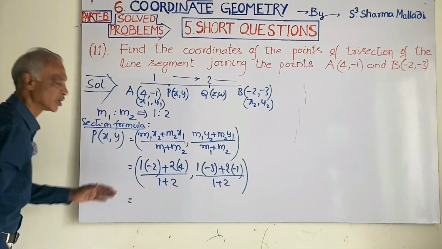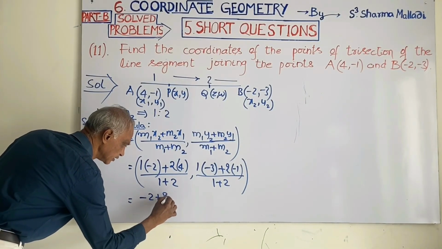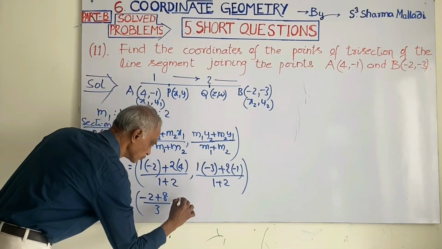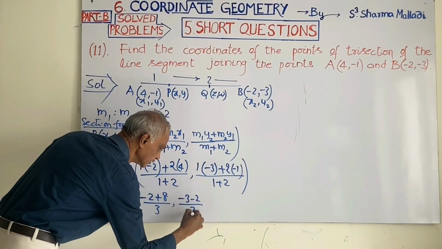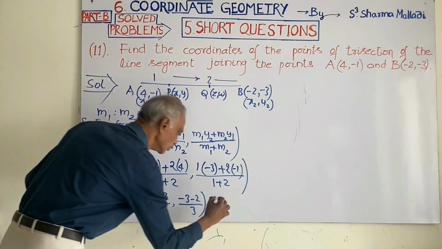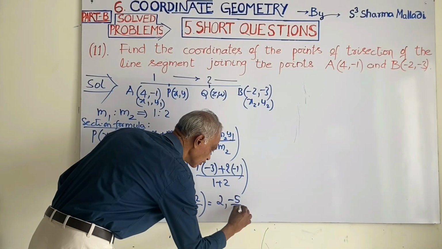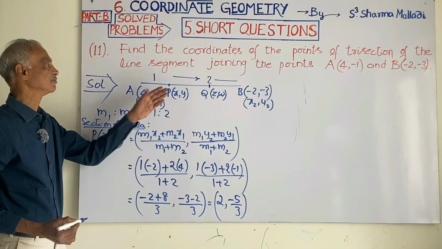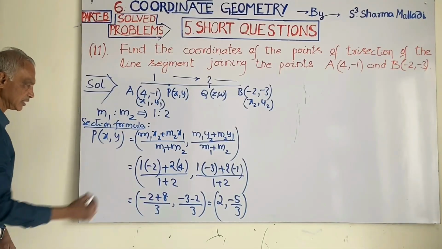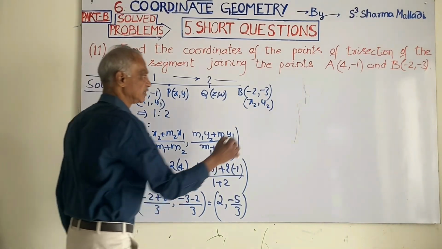Now the x coordinate will be minus 2 plus 8 by 3, comma, minus 3 minus 2 by 3. Minus 2 plus 8, 6 by 3, means 2, comma, minus 3 minus 2, minus 5 by 3. This point divides the line segment in 1 is to 2 ratio. That is P(x, y).